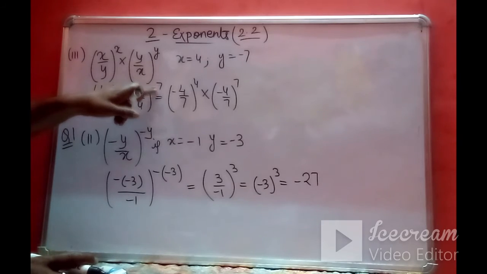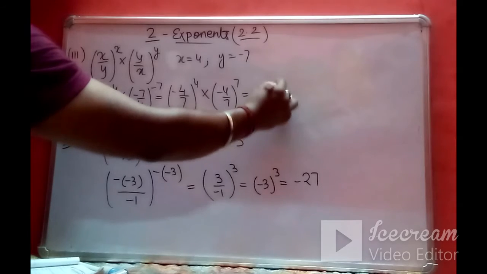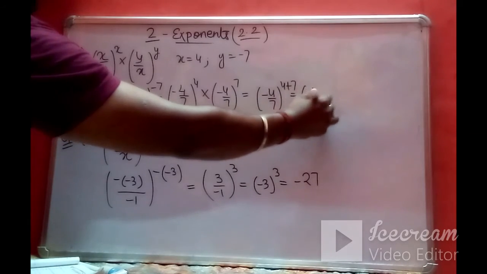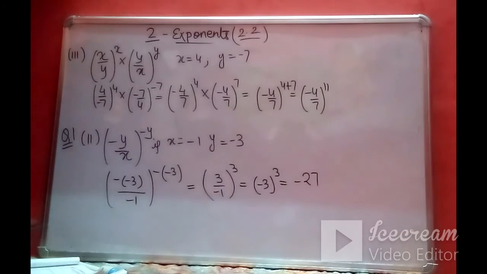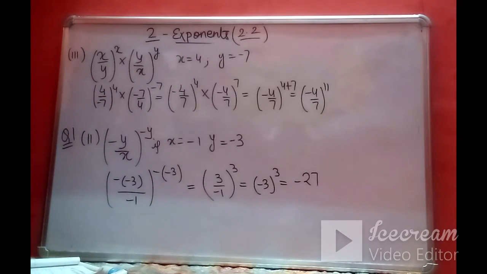This negative exponent converts into the positive exponent. Now this is minus 4 upon 7, 4 plus 7. So our answer is minus 4 upon 7 to the power 11. Whenever you have the negative exponent and if you want to solve it with the positive exponent, then you first convert it to make the bases same on both sides.